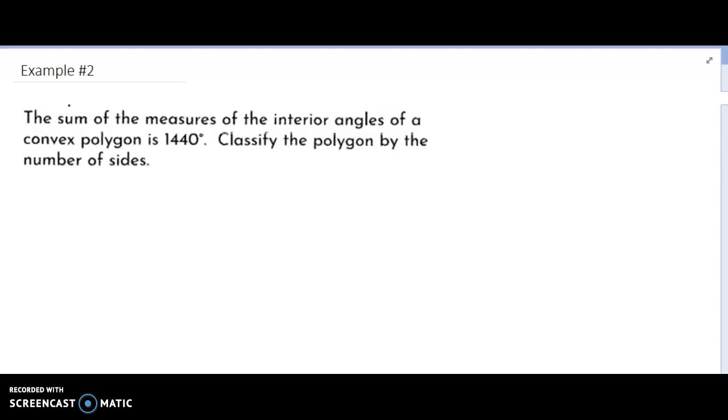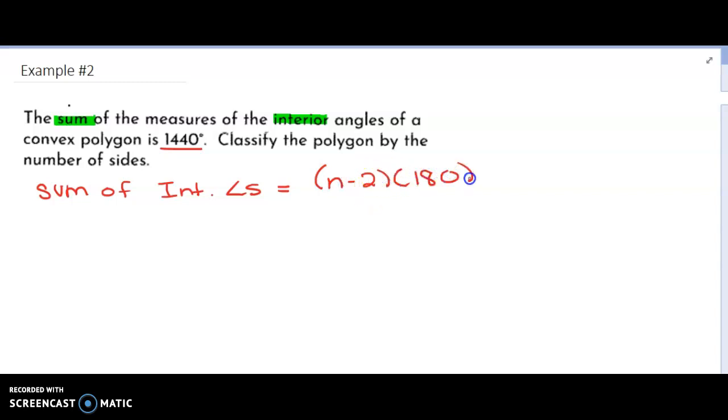All right, let's look at example 2 now. It says the sum, I'm going to highlight sum, of the measures of the interior angles of a convex polygon is 1440. Classify the polygon by its number of sides. This is different than what we've done so far. What we've learned is the sum of the interior angles equals n minus 2 times 180. That doesn't change, and we're going to use this to find it.